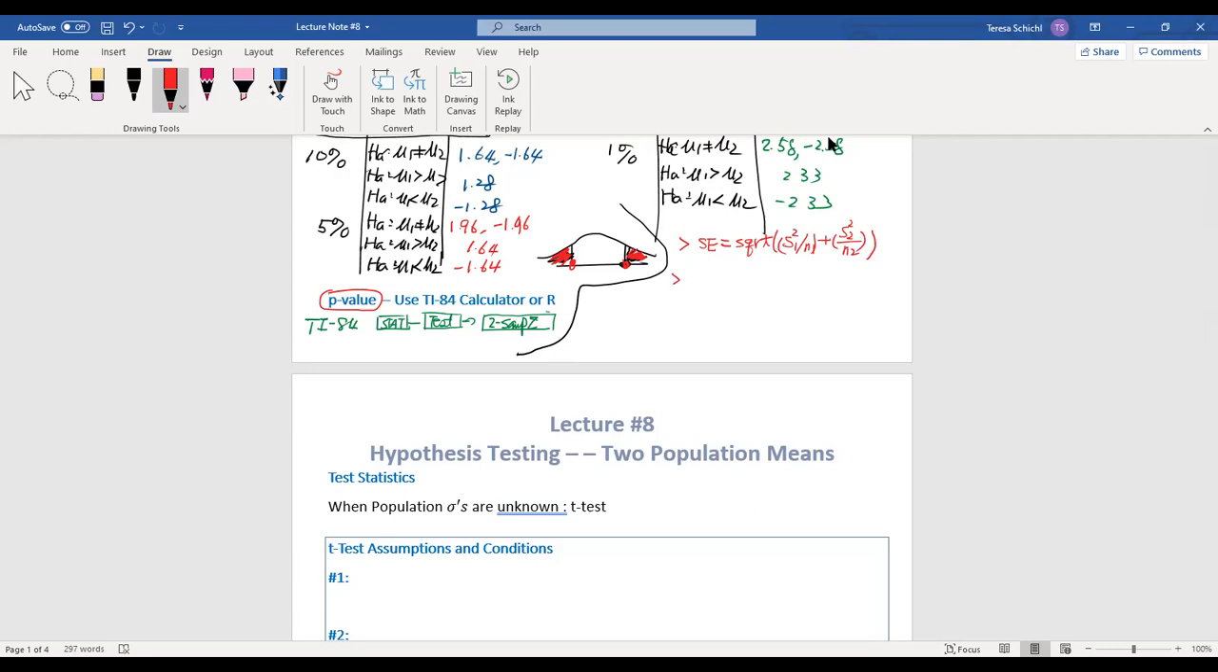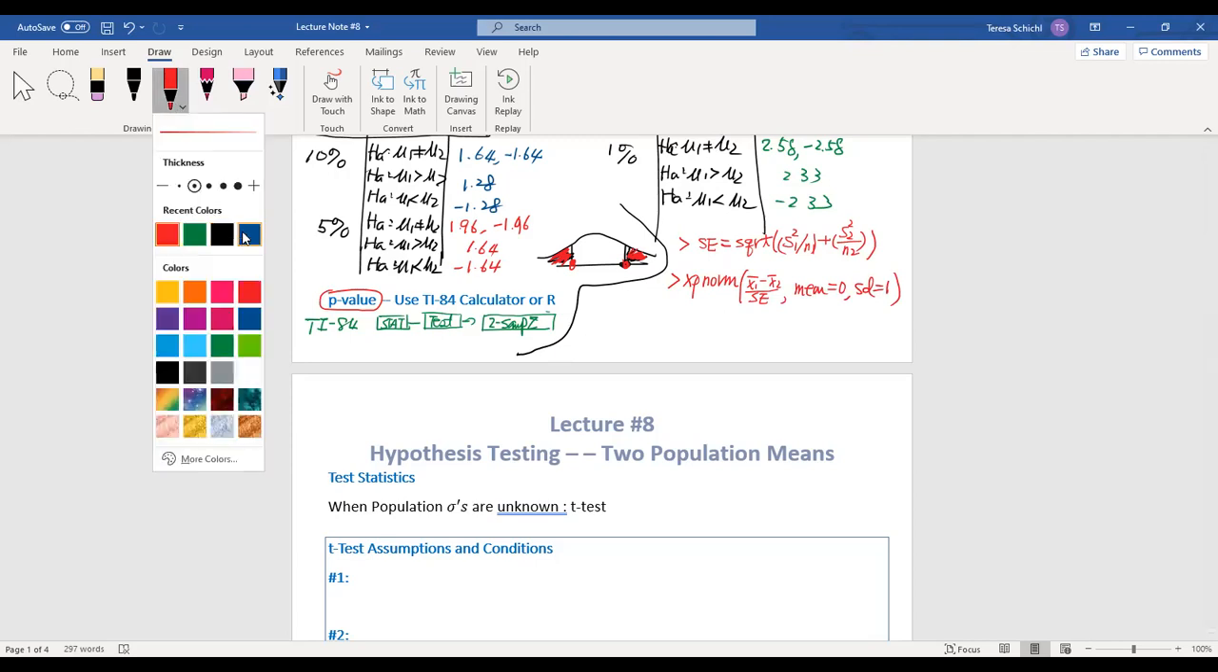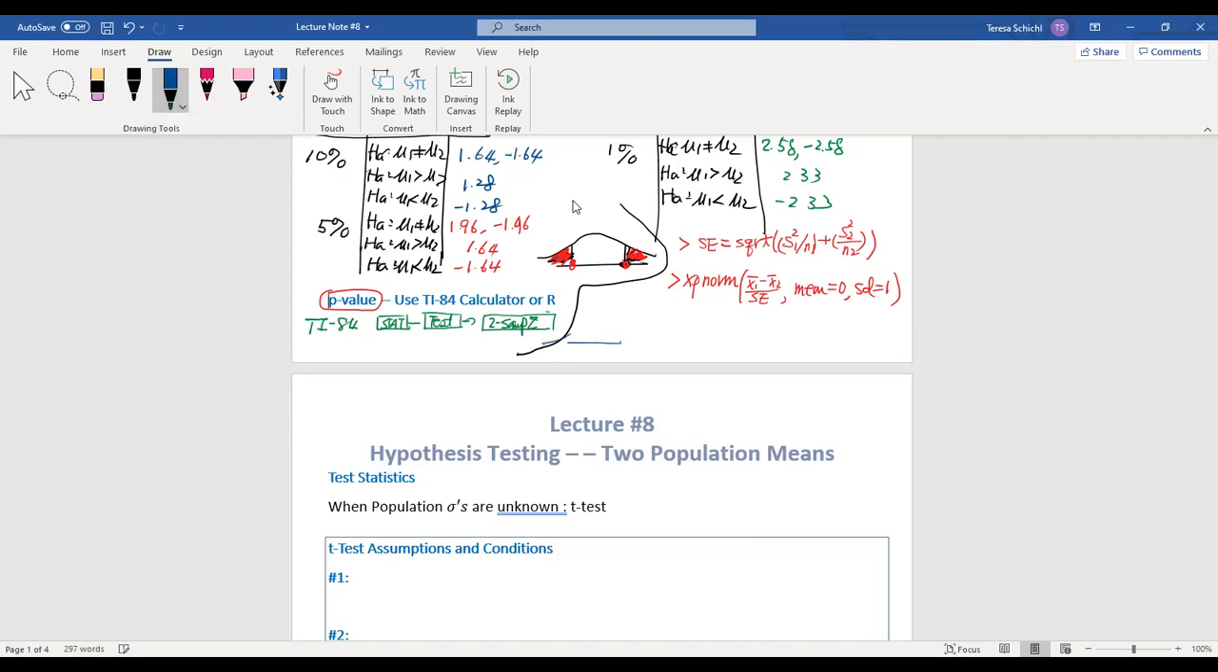After you do that, the next thing you do is pnorm here. So what do you put over here? You put (x1 minus x2) over SE, so you just calculate that here, and then you say comma, then mean equal to 0, and sd equal to 1. Remember we talked before, we said R is pretty cool. R will give you the graph, so it will give you a tail, like in here, on this side, maybe in this color.